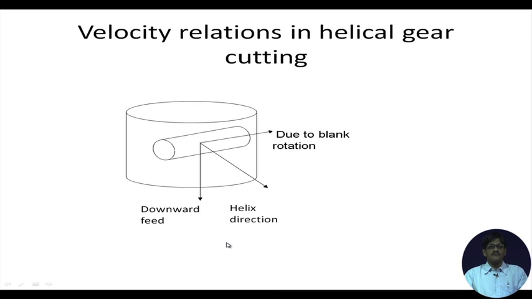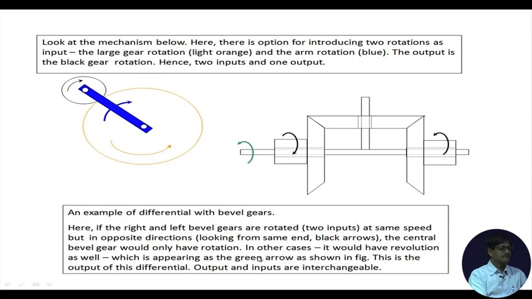Okay, this is the velocity relation which we have already discussed. That means the hob has downward motion and the blank will be given extra rotation, because of which there will be a tangential motion. The resultant of both the velocities will give rise to the helix direction. Now, a word about differentials. What is a differential?